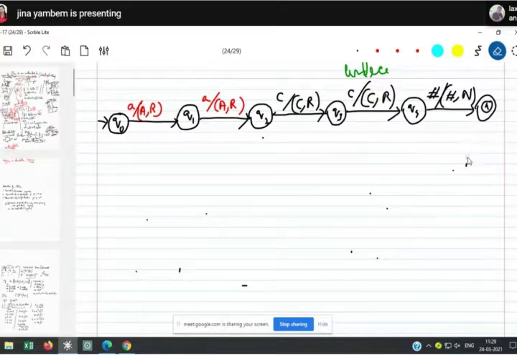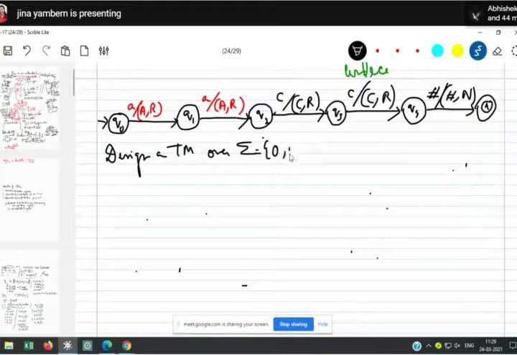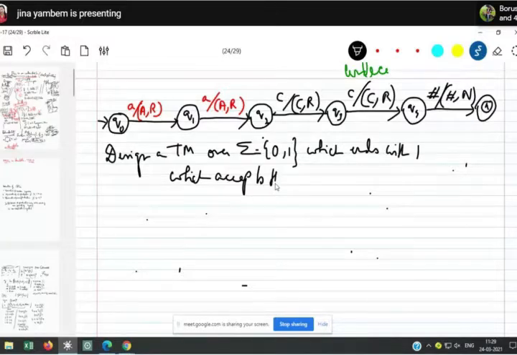Now let's design a Turing machine. Let's design a TM over 0, 1 which ends with 1. I didn't mention that one: I'm going to design a Turing machine which accepts the language over this alphabet which ends with 1.